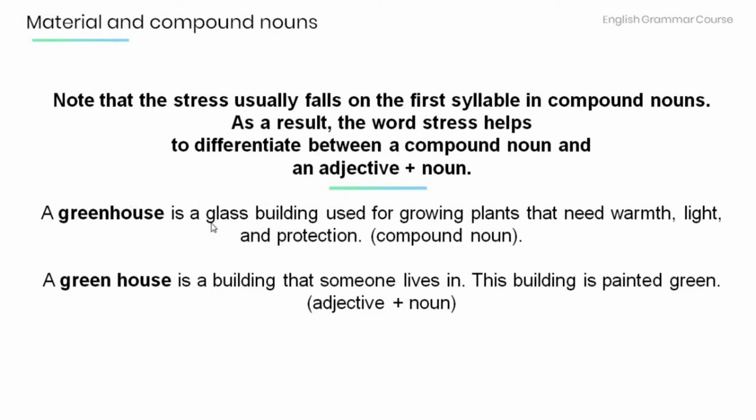A greenhouse is a glass building used for growing plants that need warmth, light, and protection. In this sentence, the word greenhouse is a compound noun. And in this sentence, a green house is a building that someone lives in. This building is painted green. In this sentence, the words green house is an adjective plus noun.